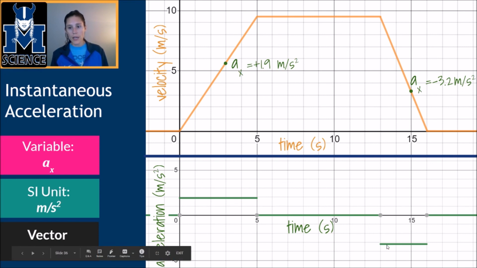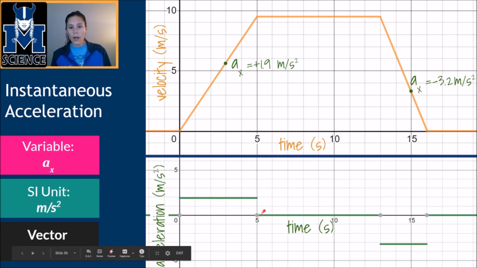But then at 13 seconds, again, something happens. We start slowing down. We've passed the finish line in this case, and that acceleration is negative 3.2 meters per second squared. And then right here, they're stopped, so their acceleration is again 0.